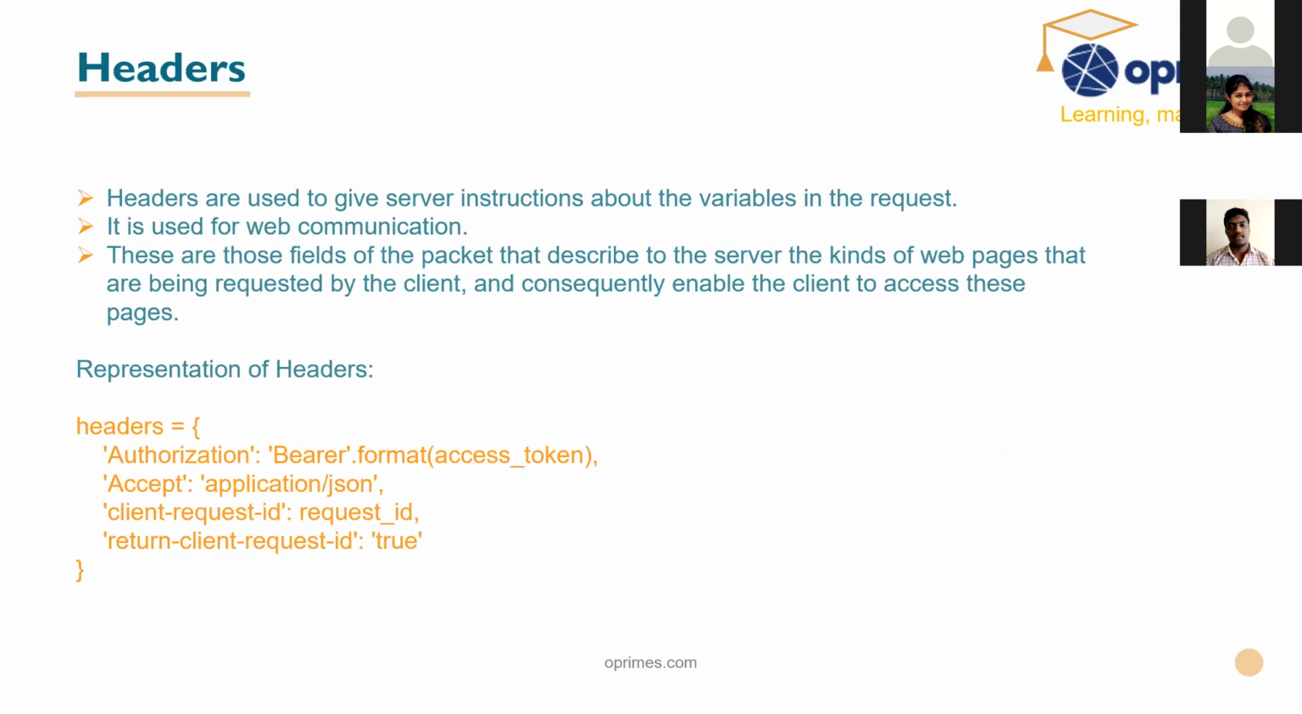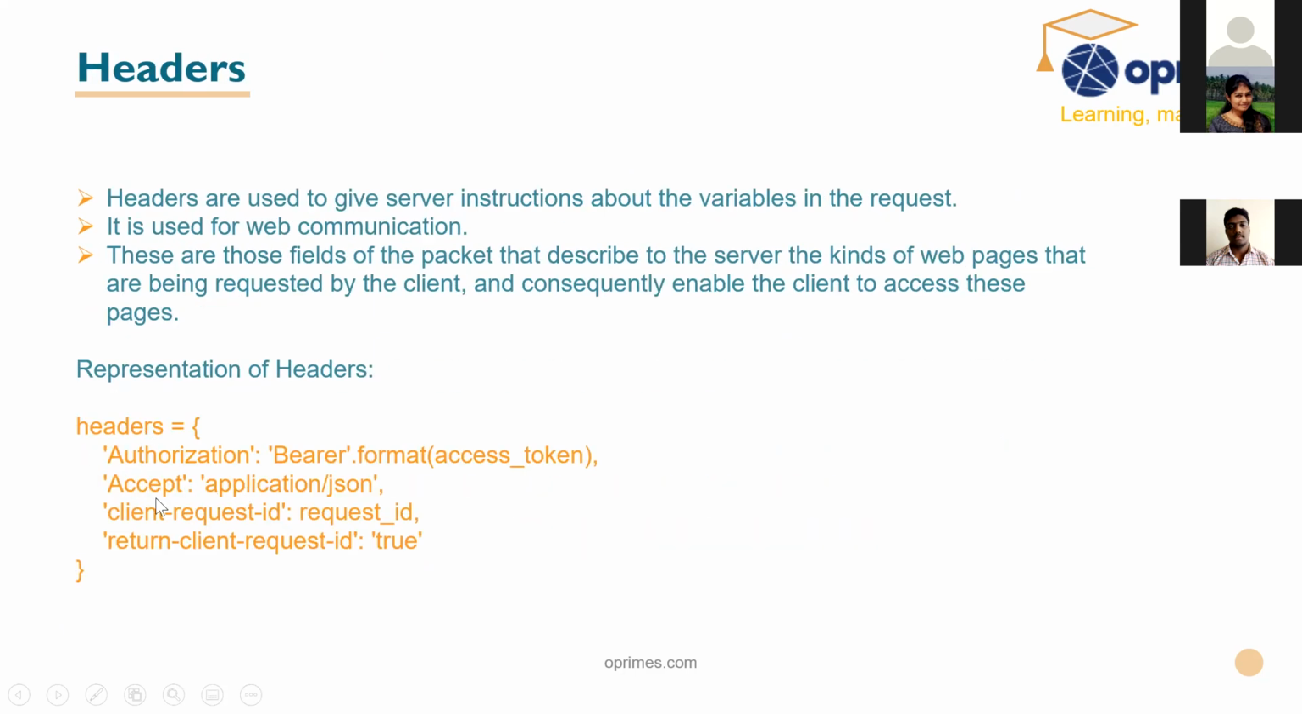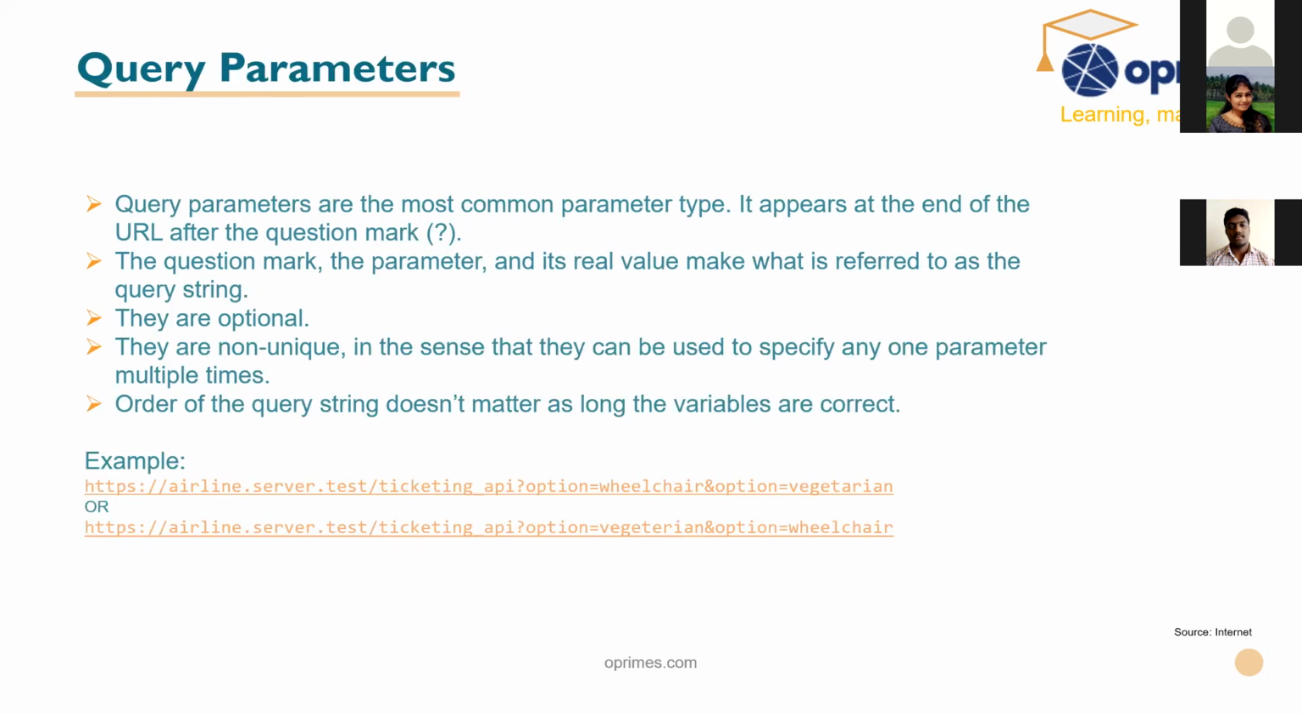Okay, this is the example for a header. This will carry the informations as the instructions to the request. Yeah, these are all the examples we have seen. Accept, what is it we are expecting to accept? Applications of JSON types. And what is the request ID? So anything specific to the request and response, then we can specify it here. Coming to query parameter.